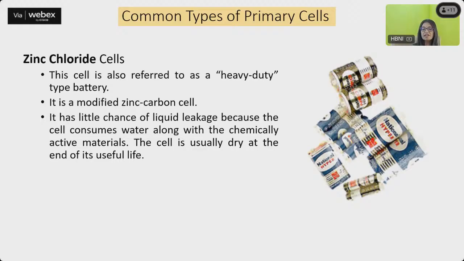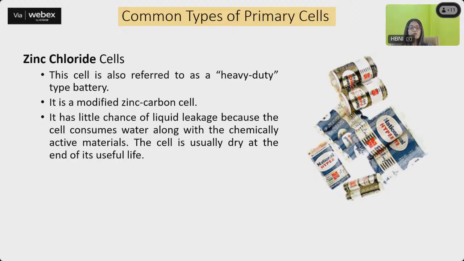It is a modern zinc carbon cell, and it has very little chance of liquid leakage because the cell consumes water along with the chemically active materials. Because of the type of reaction it has, the zinc chloride takes in the water, forming a zinc chloride oxyhydride.